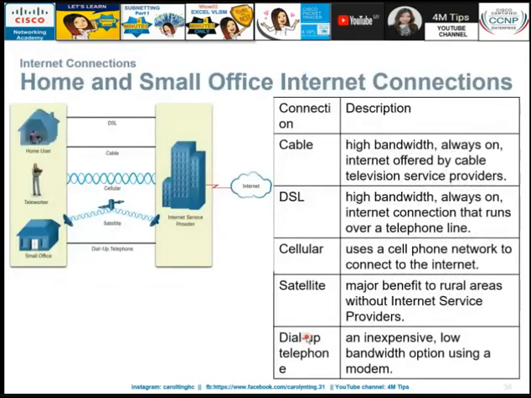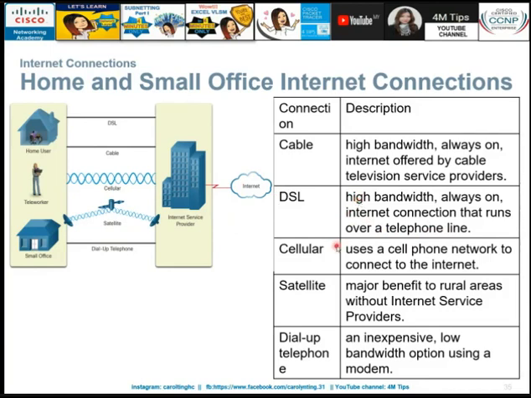Okay, next, we talk about the connection. With cable, you will have high bandwidth, always-on internet offered by the cable television service provider. You will have DSL, which, as I mentioned just now, is high bandwidth and always on, a 24 hours always-on internet connection that runs over the telephone line. Examples like your telephone at home, so it is using the DSL connection.